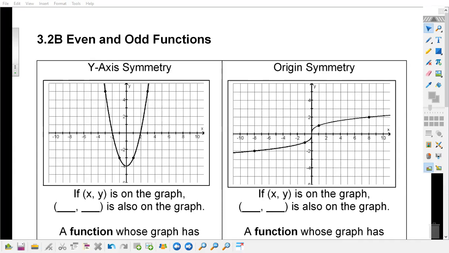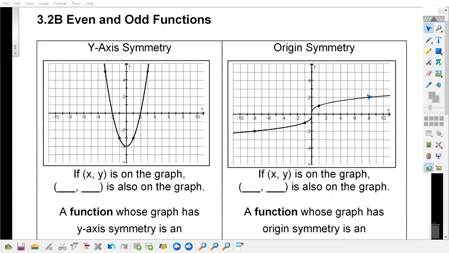But anyways, you're gonna need both sets of notes to do the 3.2b assignment, basically, okay? Yes, the one that's 2 started. So here we're going to talk about our symmetry.